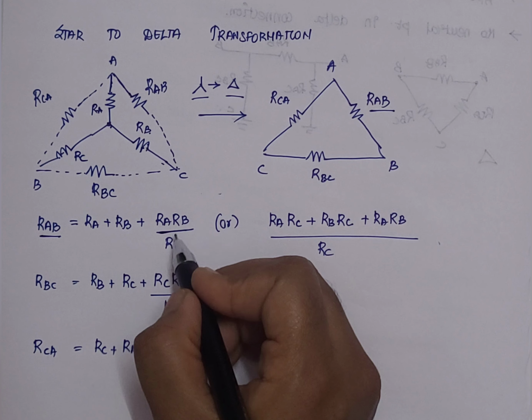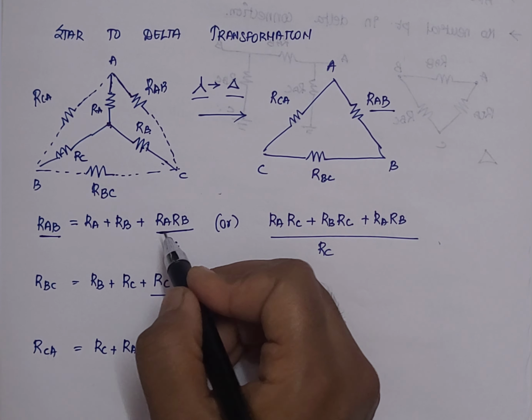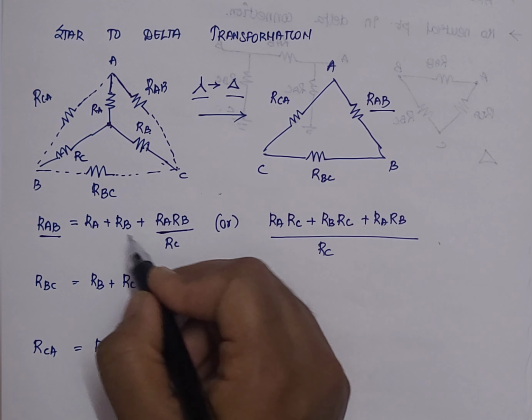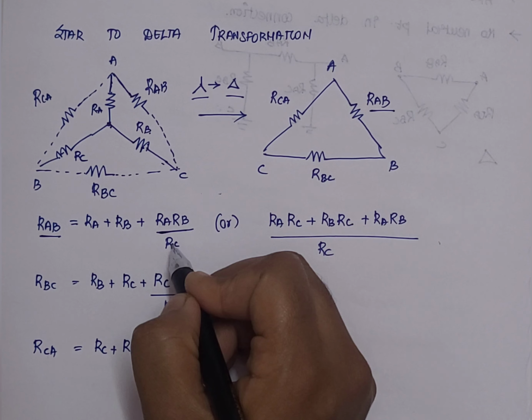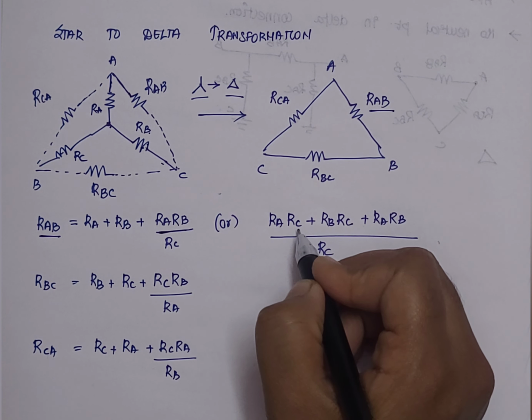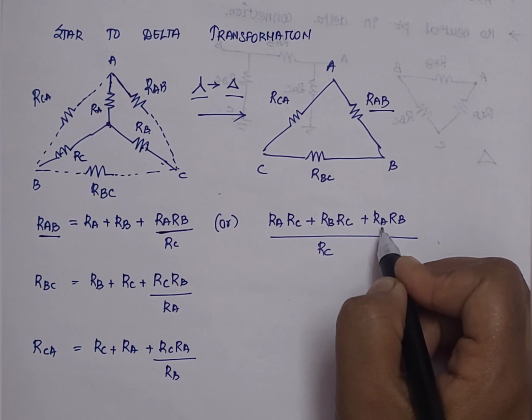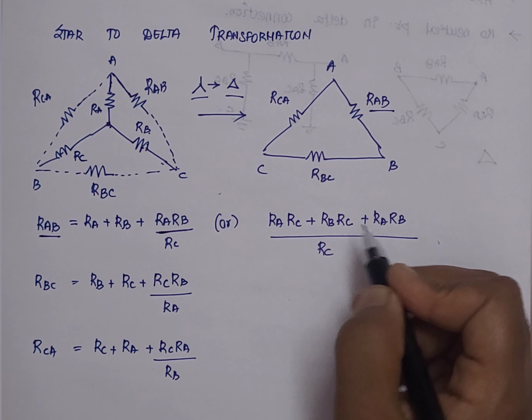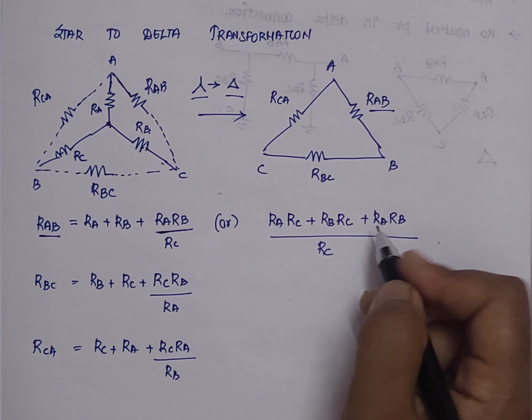So you can express the equation in this way also. The other way to express this, after taking the LCM, that is after multiplying RC with the first two terms, we will get RA RC plus RB RC plus RA into RB divided by RC.